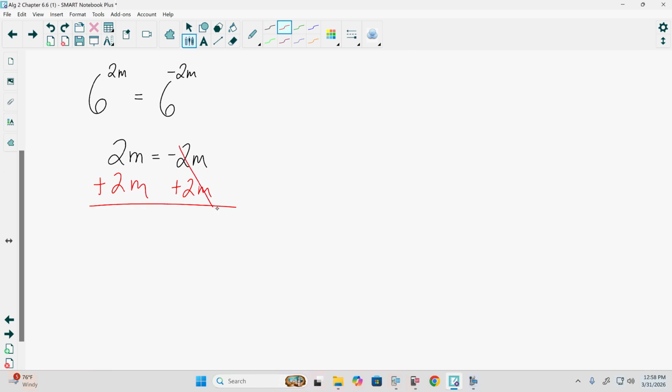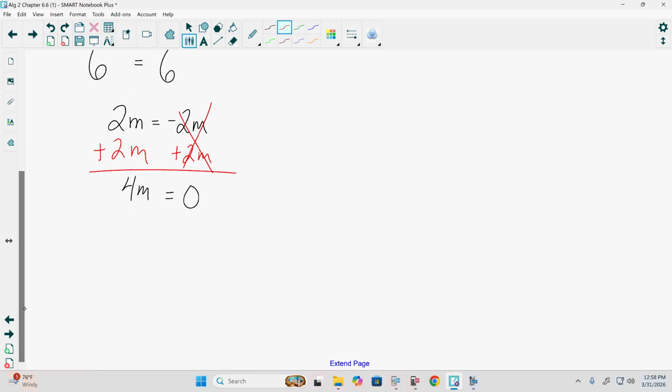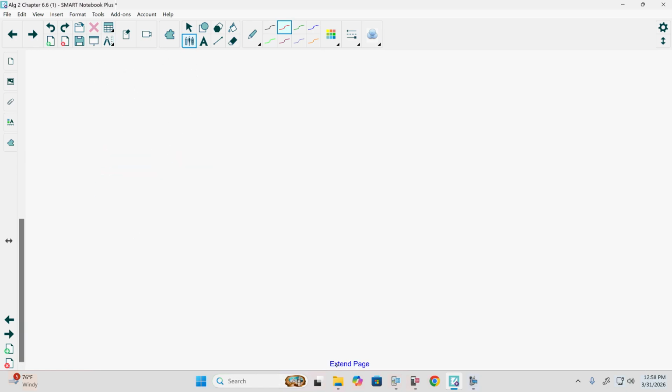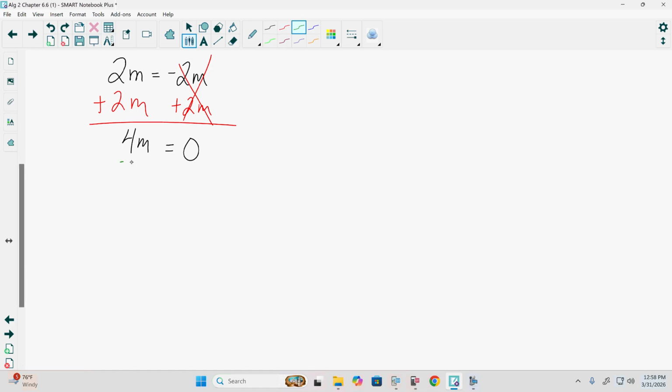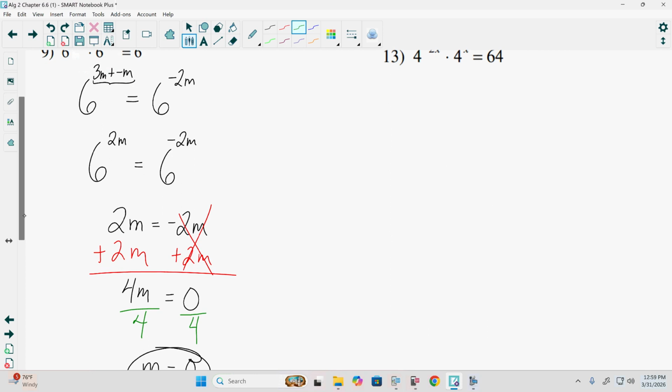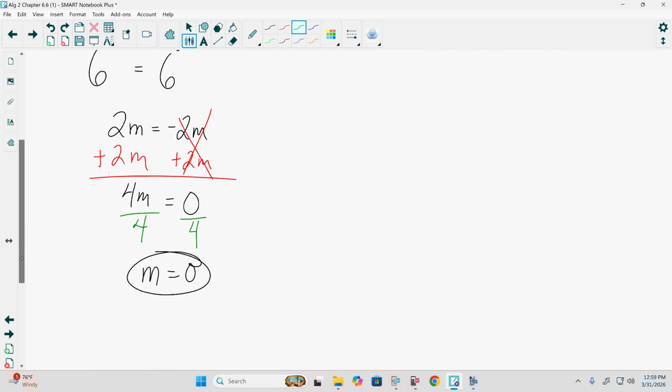Add 2m to both sides. 2m plus 2m is 4m. Divide both sides by 4. m has to be 0. Questions on this here?